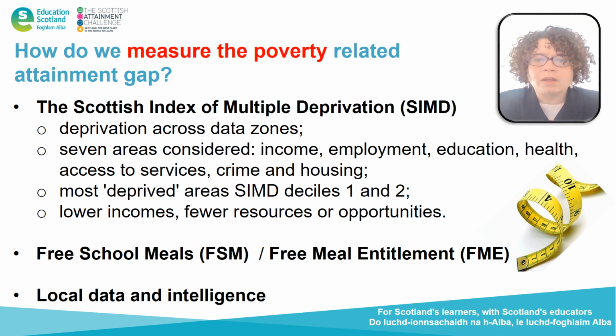When looking at school data, you will often hear people refer to the most disadvantaged learners living in SIMD deciles 1 and 2 or SIMD quintile 1. Another commonly used measure of learners who may be affected by poverty are those in receipt of free school meals, although these are not always taken up by every family who is entitled. Both of these measures are good indicators of learners and families that may be affected by poverty, but they may not capture everyone. Some local authorities use additional measures, and schools also rely on sensitively gathered local intelligence and information.